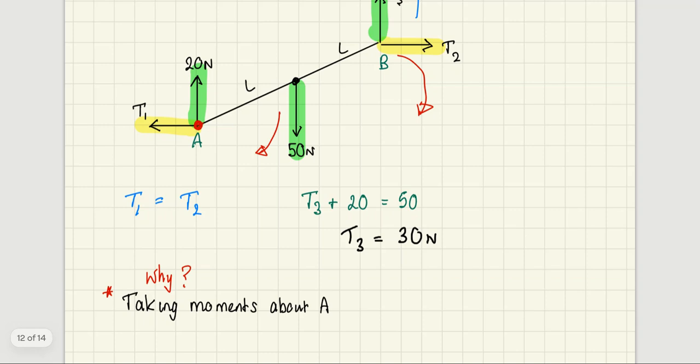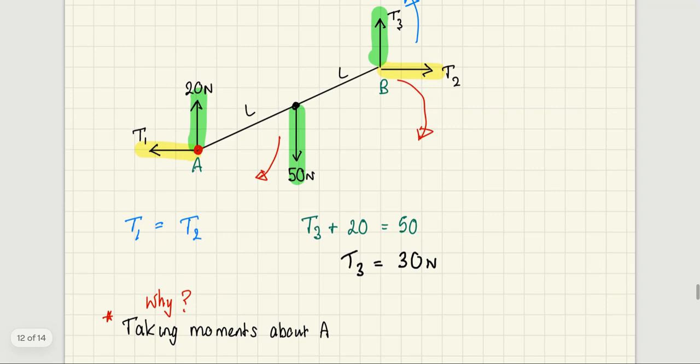Why? Or doesn't it matter? No. Doesn't matter on this one? No. Why? Because we know T3. We've already found T3 now. We did that laminar one where we had the 2 unknowns and we weren't going to be able to find what one of them was, but we have been able to find this out. Okay, so we're taking moments about A.